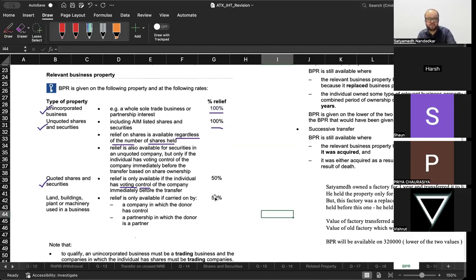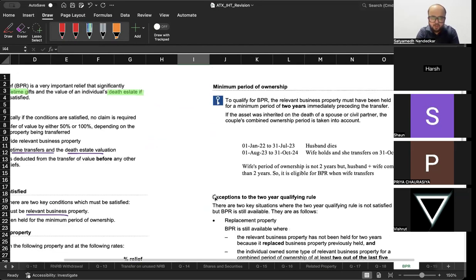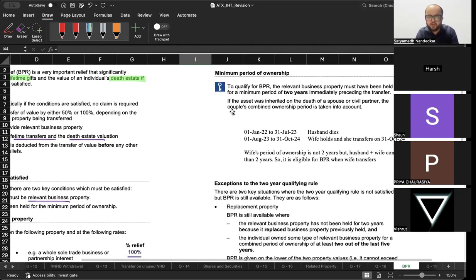Okay. In case of quoted shares and securities, relief is available only if the individual has voting control of the company before the transfer. In case of unquoted shares and securities, you don't have that control condition applicable. Okay. Now, what is the minimum period of ownership to qualify for BPR? You must hold the property for a minimum period of 2 years before the transfer.